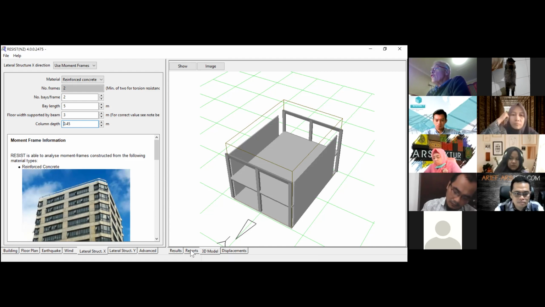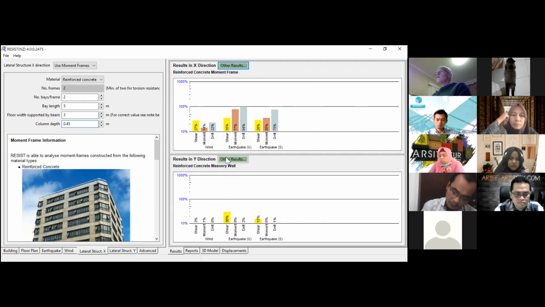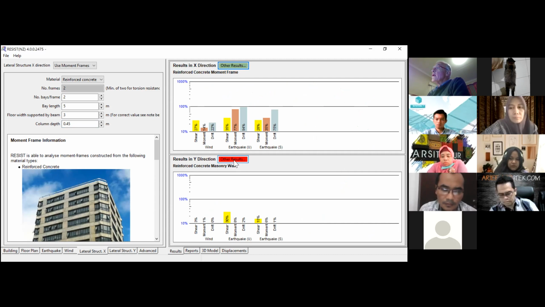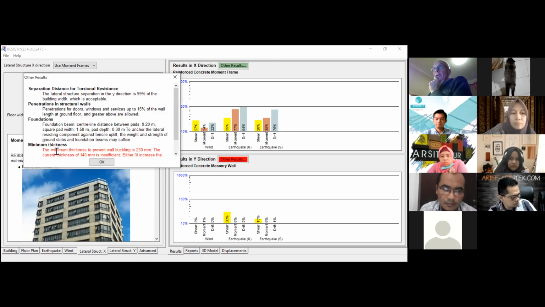Let me just show you one other thing. When we look at the results, this is the results of the two long walls. And this flashing light, if I click on it, it tells me that given the height of the wall, remember, that the story height of this house is 4 meters. So it's a very tall house.